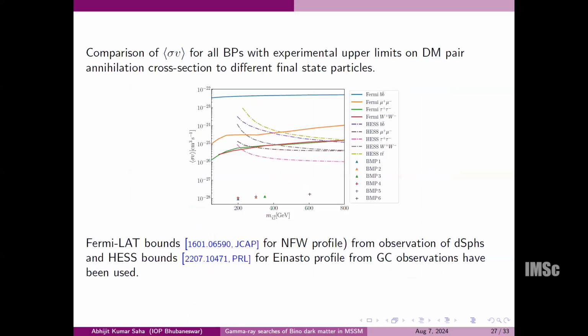With these 6 benchmark points, when you calculate the sigma v and use the available upper bounds for conventional profiles, we see that the calculated cross sections lie orders of magnitude below the available bound. So this indicates that in a conventional dark matter profile, this will produce a very faint signal which will never be detected. How many orders of magnitude lower? It is around 10 to the minus 28, and the lowest bound is around 10 to the minus 26. So 2 orders. Yes.